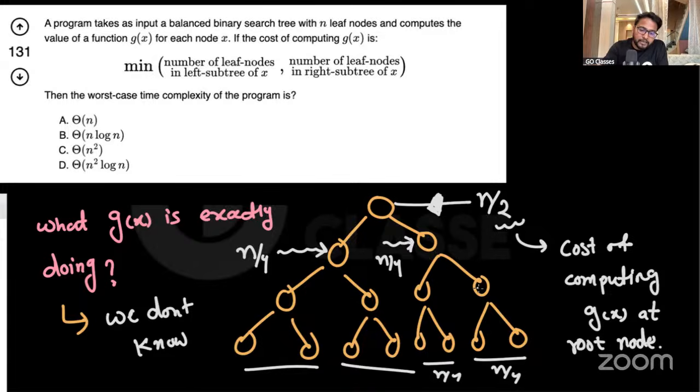See, here in this question, students generally get confused about what this gx is. Gx is not calculating any number of leaf nodes or anything like that. In easier words, we do not know what gx is doing. We just know the cost of doing gx. Is this understood?